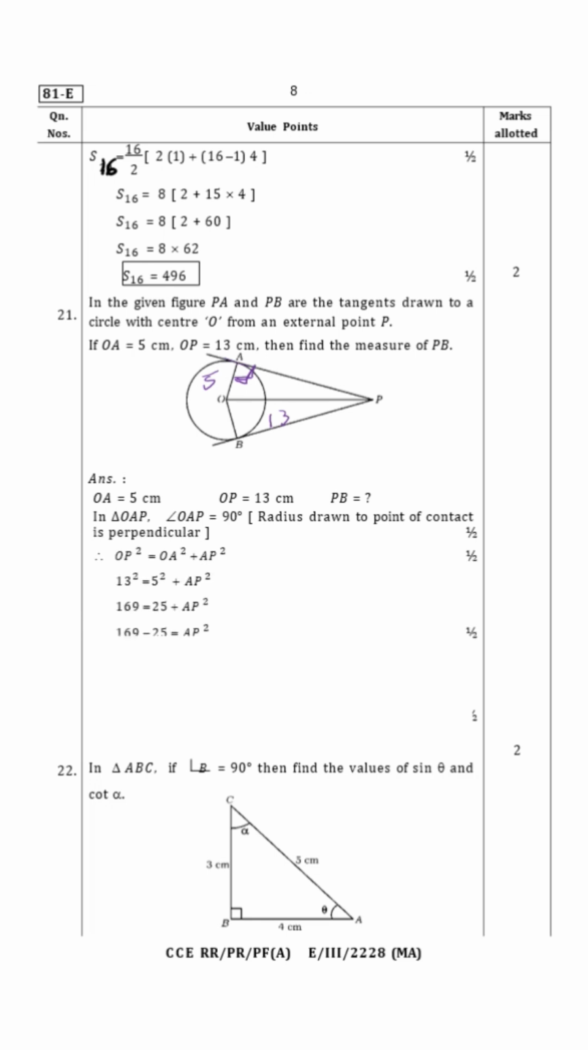OP square is equal to OA square plus AP square. 13 square is equal to 5 square plus AP square. 13 square is 169, 5 square is 25, plus AP square. So AP square is equal to 169 minus 25, that is equal to 144. AP square is equal to 144. AP is equal to root of 144. So AP is equal to 12 centimeter.